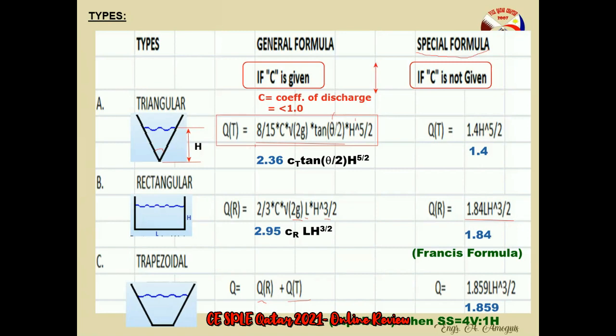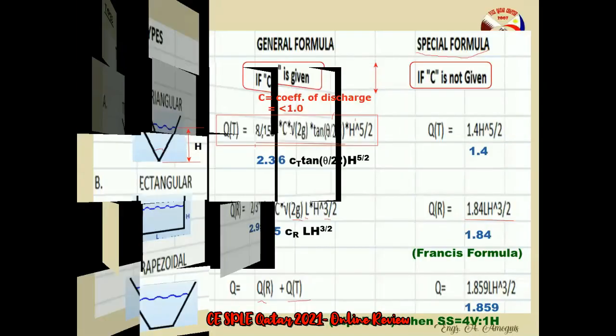Ngayon, consider tayo sa rectangular. Sa rectangular, okay, meron niyang L. For rectangular, yung L na nakalagay dyan sa formula, it should be yung corrected L. Bakit corrected? Kasi, minsan, okay, kung balikan natin, wala lang dito.